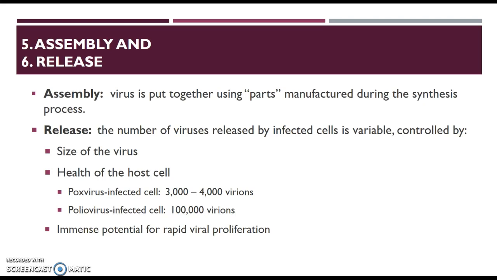And the number of viruses that can be released depends on the type and size of the virus itself, as well as the size and health of the host cell. So small viruses, we're going to end up with a larger number of active virions than with larger viruses. However, we do end up with thousands of active virions, which means that infection and disease can spread rapidly in the host body.